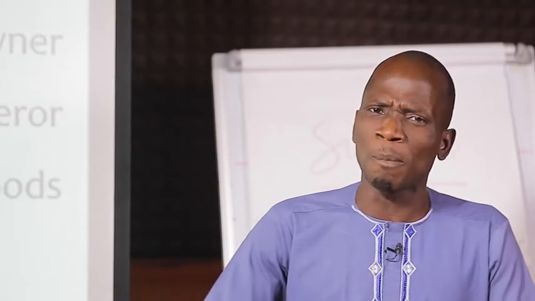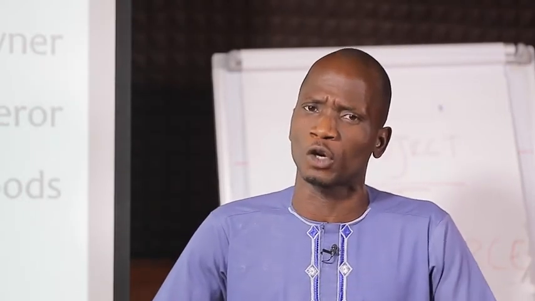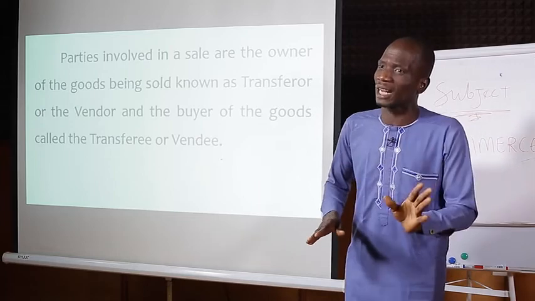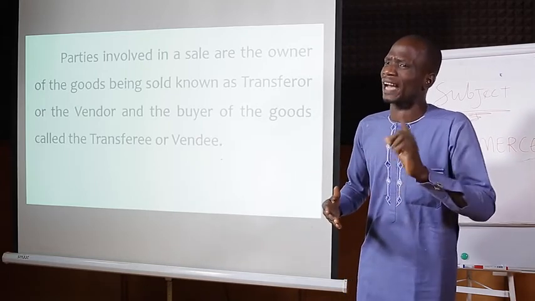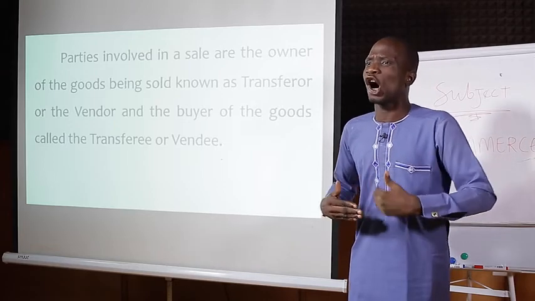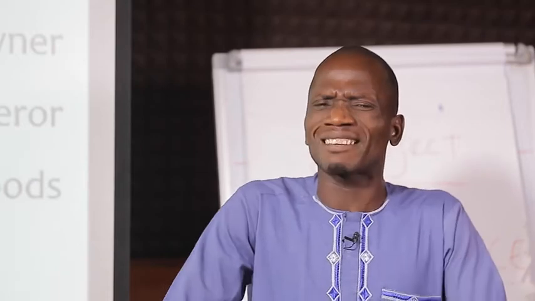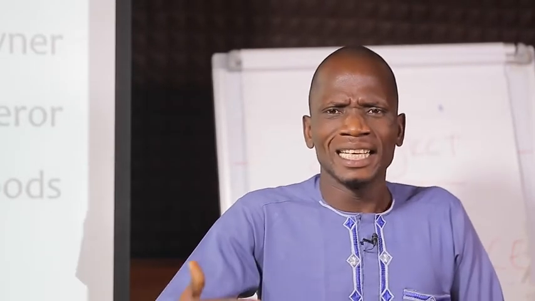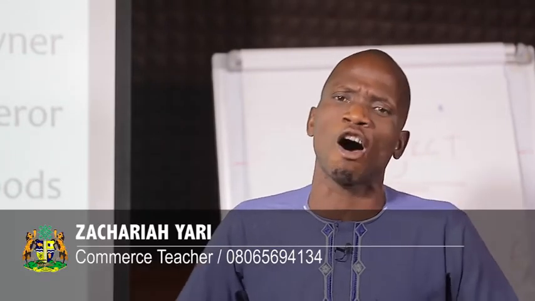Remember, there are two parties that are involved in the transfer of the ownership of goods. One, we have the seller. Two, we have the buyer. The seller is known as transferor or the vendor. Well, the buyer is known as transferee or the vendee. That is, the agreement of the transfer of the ownership of goods by the seller to the buyer is what we call sales of goods.